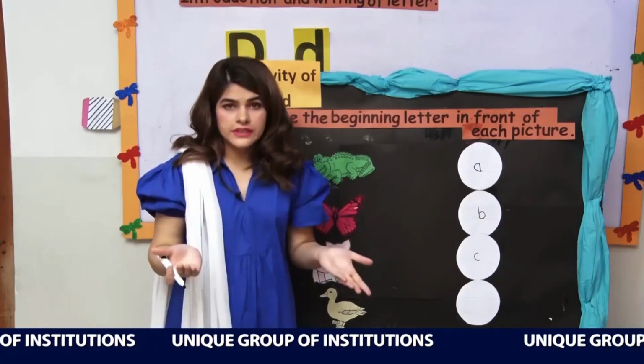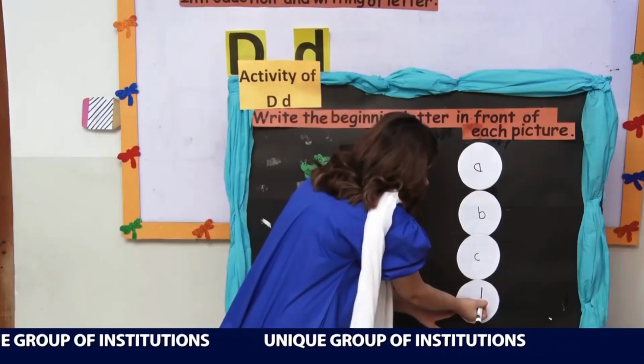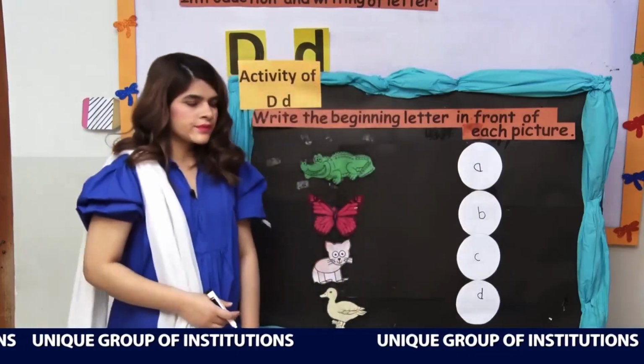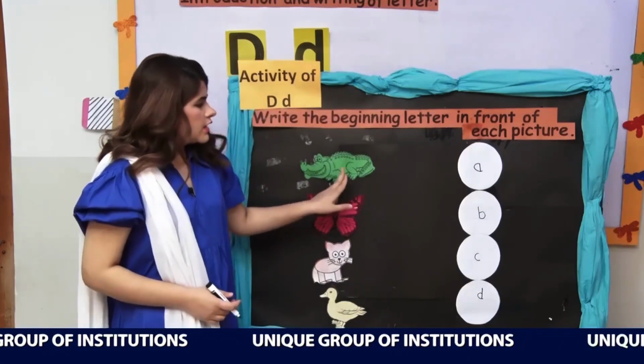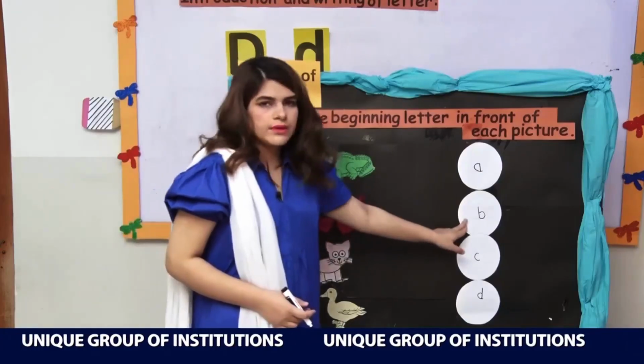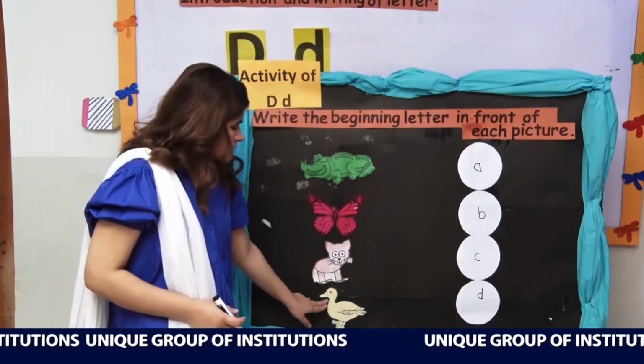So this is the sound of D, as you know. So we are going to write letter D here, standing line, then make a curve, and this is letter D. You can see here first we have written the beginning sound of alligator, then B butterfly, then C cat, and the last one was D duck.